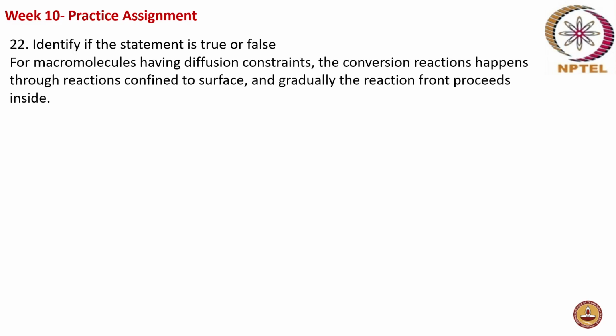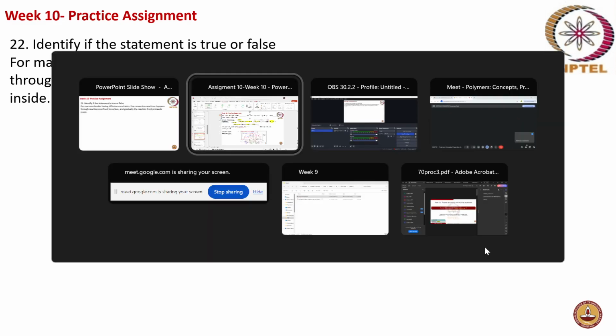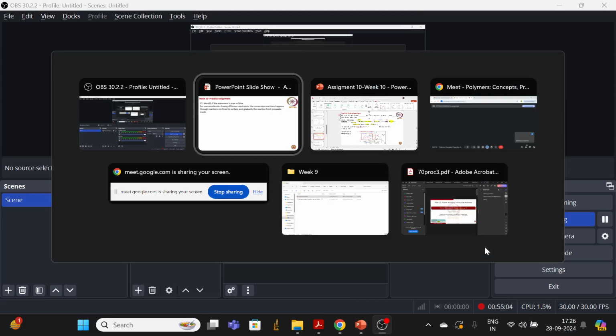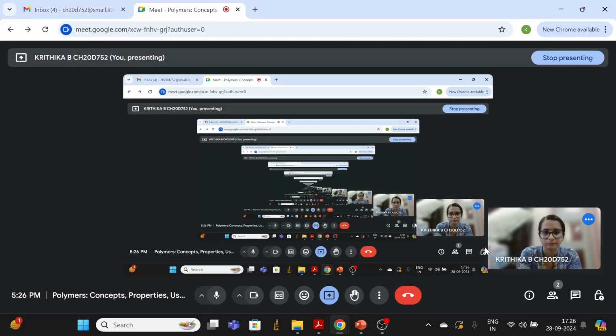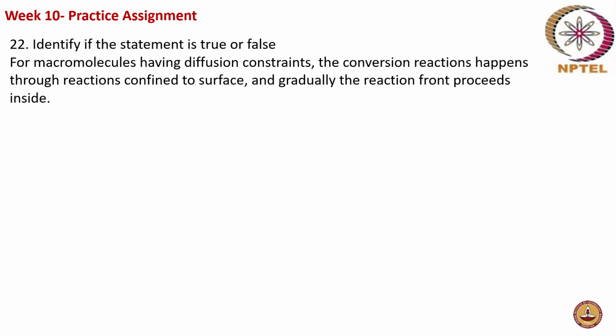Now let's see the next question. Identify if the statement is true or false. For macromolecules having diffusion constraints, the conversion reaction happens through reactions confined to the surface and gradually the reaction front proceeds inside. Is it true?